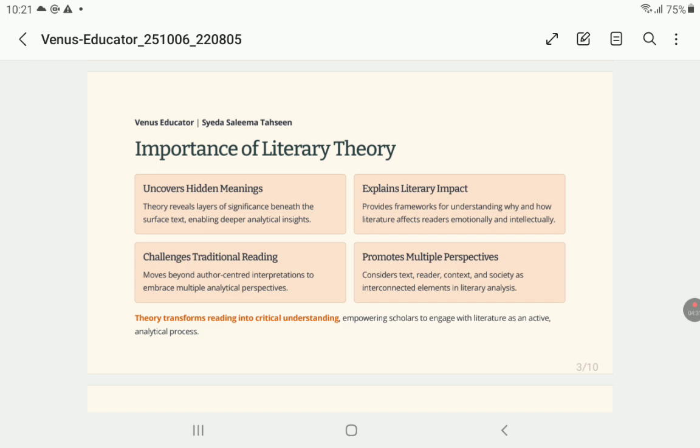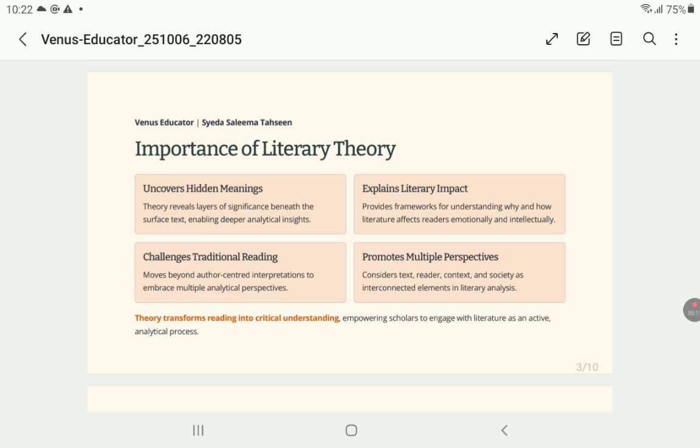The next thing is that it challenges traditional reading, moving beyond author-centered interpretations to embrace multiple analytical perspectives. Here you are not going to be biased. See, I'm a woman. If I'm talking about feminism, it's like a biased one. But when a male person is giving a critique on Virginia Woolf's text, you are not able to say that he is biased. He is telling that from the perspective of feminism. Am I clear with this?